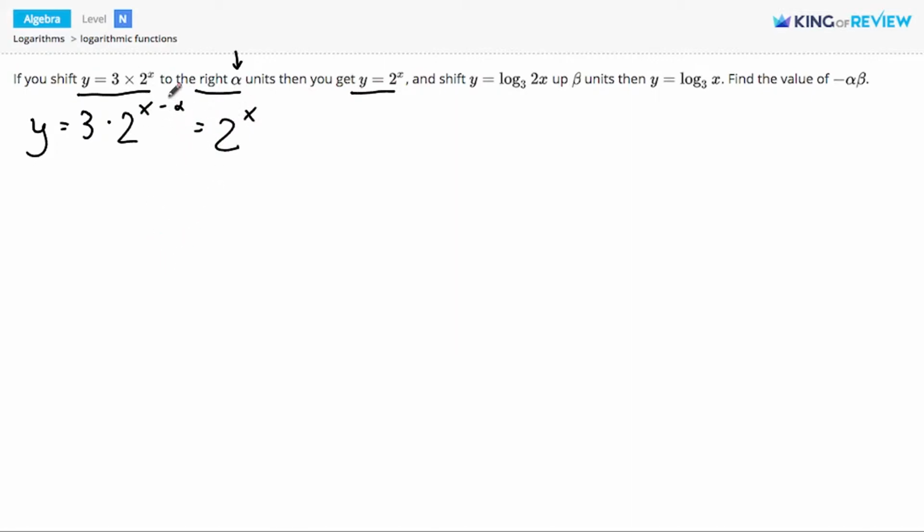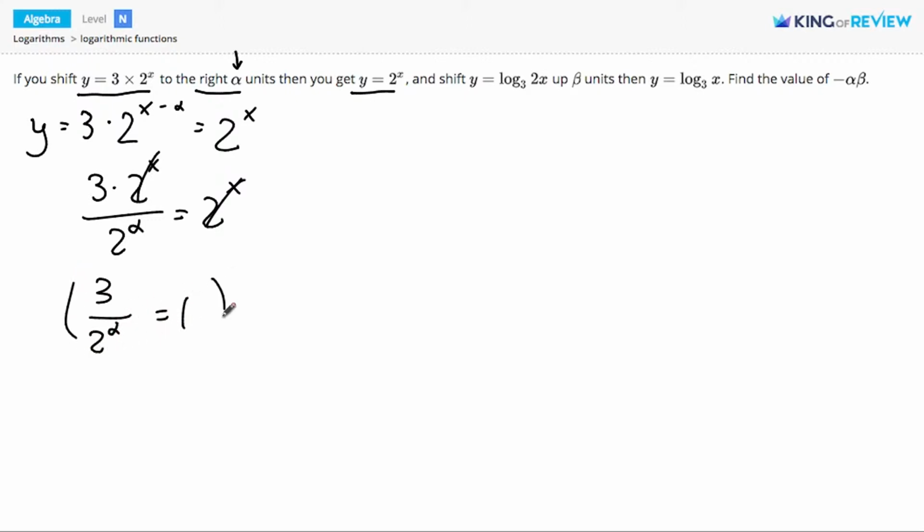Subtracting exponents is the same thing as dividing their bases. So 3 times 2 to the x minus alpha is 3 times 2 to the x divided by 2 to the alpha. Dividing the bases subtracts the two exponents. This has to be equal to 2 to the x still. So we could divide both sides by 2 to the x, canceling these on both sides, and we get 3 over 2 to the alpha is equal to 1. Multiplying both sides by 2 to the alpha cancels it on the left side, and we get 3 equals, multiplying it on the right gives us 2 to the alpha.